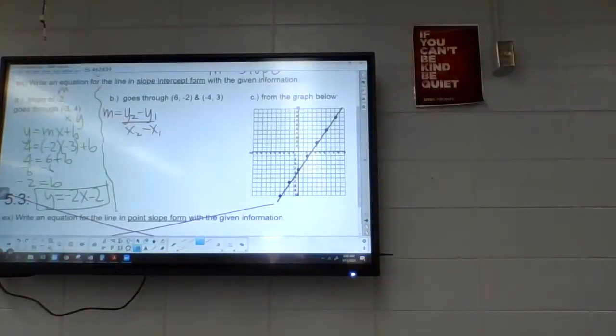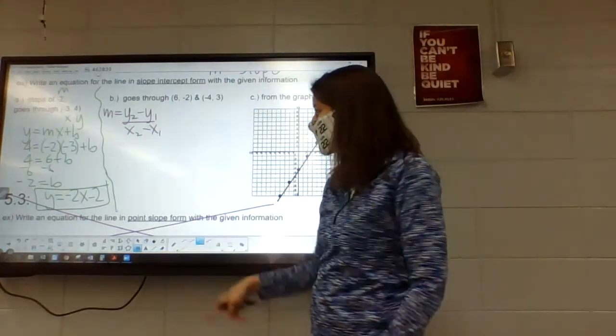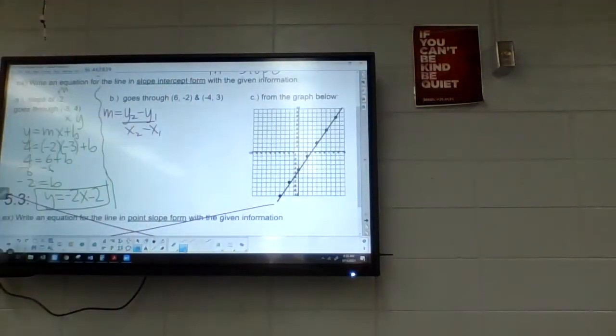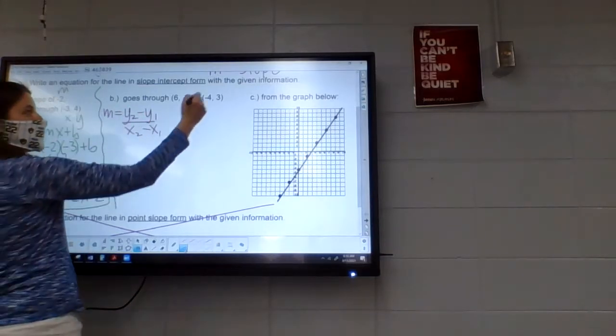Now letter B was a step tougher. They don't give you the slope. We have to find the slope, which is why we needed that slope formula, which is why I wrote it down there. So again, what you guys are going to do, you're going to write that on the top of your paper and get those points right away, and then you'll be able to use that formula throughout the test. So we have to find our slope.